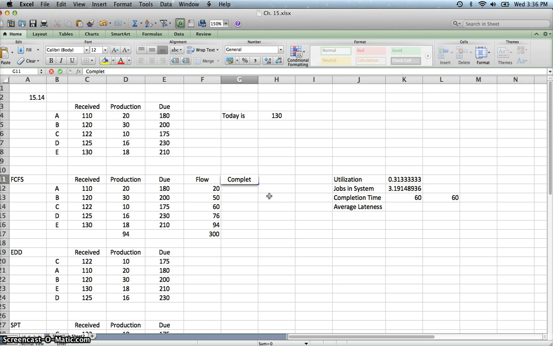And the completion is based on the fact that we're going to look at this flow time here. So what we're going to do is take our starting point, 130, and add to that our flow time. So it will be done at day 150. So we start at day 130, and it takes us 20 days to complete that. That will be then our completion time.